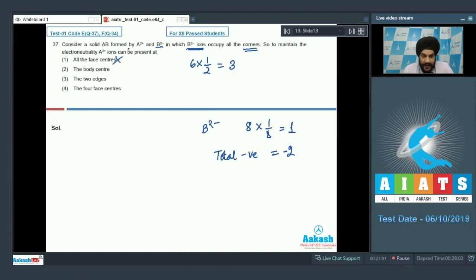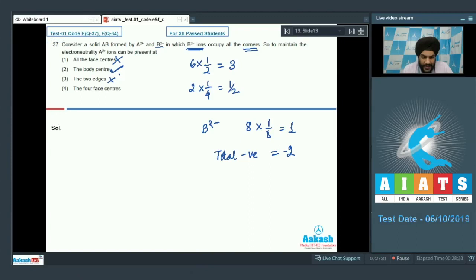the electrical neutrality. If we talk about the second option, the body center, there is only one body center, and placing an A2+ at the body center will cause the cell to be neutral. So second option is correct. If you look at the third option now, the 2 edges. So if we talk about edges, there are 2 edges and each edge is shared between 4 unit cells. So effectively half A2+ ions are added. This will also not be neutral.